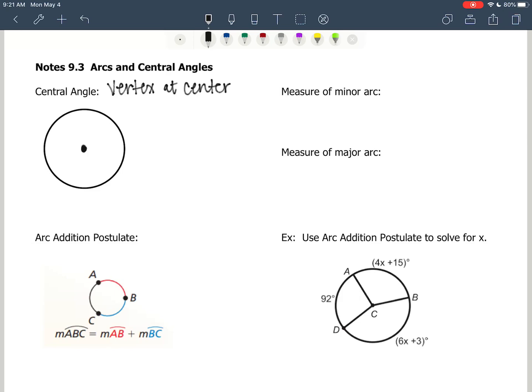And I got a straight tool here. I might as well use it. This way it looks beautiful. There we go. There, that's beautiful. This is a central angle.